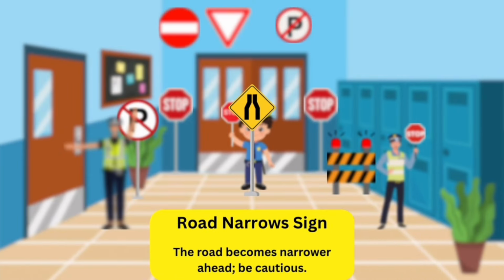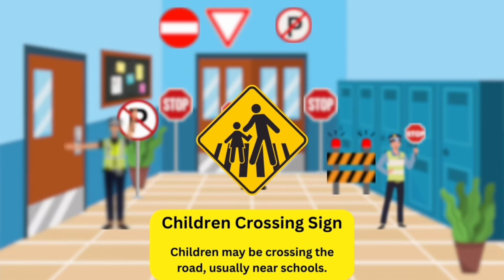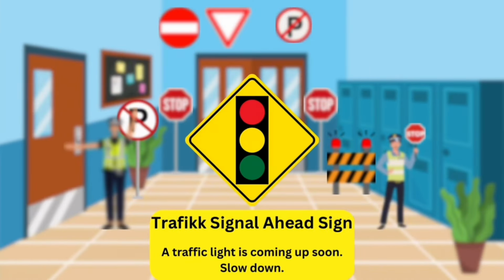Road narrows sign. It means the road becomes narrower ahead. Be cautious. Children crossing sign. It means children may be crossing the road, usually near schools. Traffic signal ahead sign. It means a traffic light is coming up soon. Slow down.